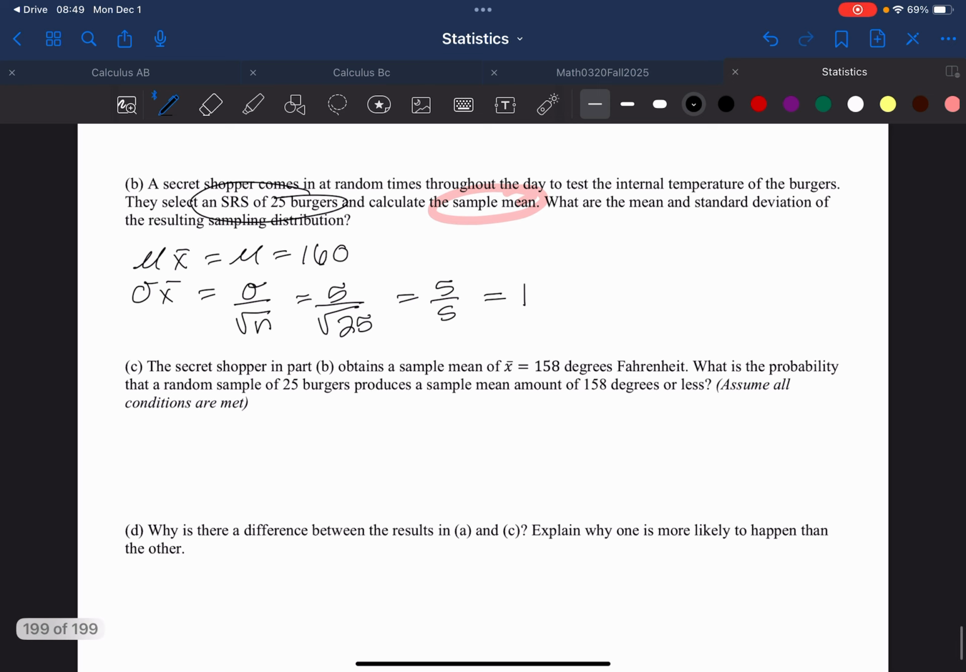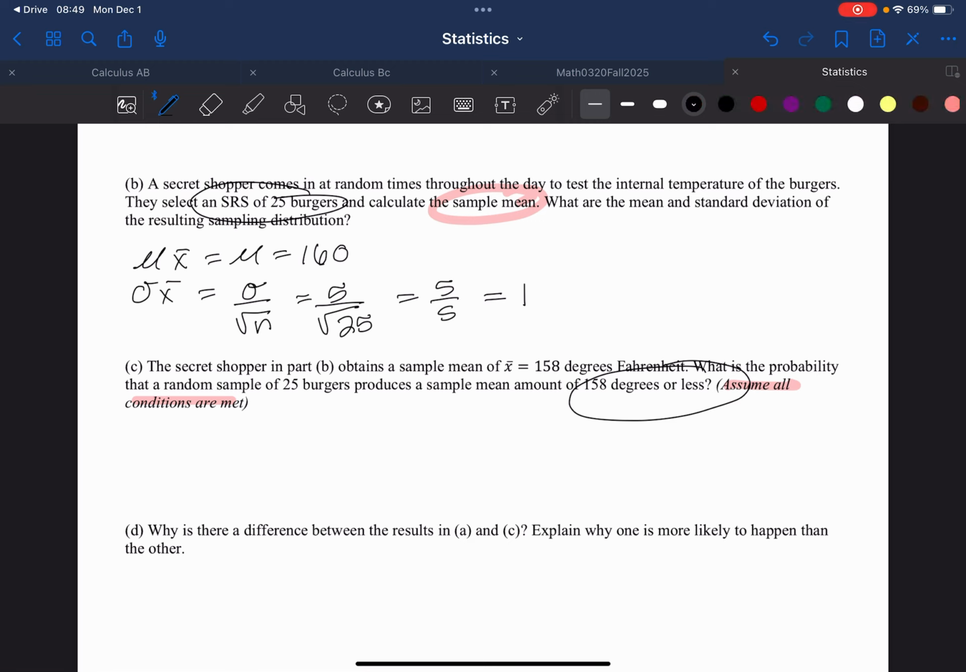Part C says the secret shopper in Part B obtains a sample mean of x bar equals 158. What is the probability that a random sample of 25 burgers produces a sample mean amount of 158 degrees or less? Assume all conditions are met. This is very important because if we're given this statement, we do not have to go through each of the conditions. We don't have to prove random, independent, or normal. They're saying they're all met. We can just continue and do the math.